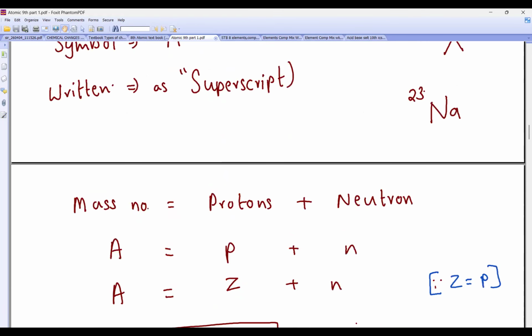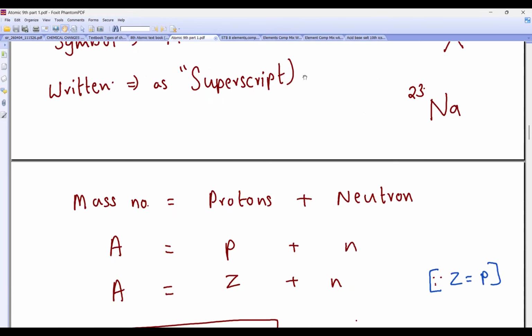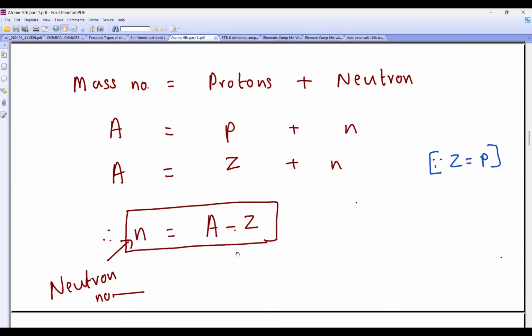So can I write Z instead of proton? Why am I complicating? I am writing Z is equal to P, or not. So instead of P, can I substitute Z? If I substitute Z, then what will I get, beta? I will rearrange. If I take N on one side, Z will go on the other side. So what will I get? N is equal to A minus Z. And what is this N? Neutron number.